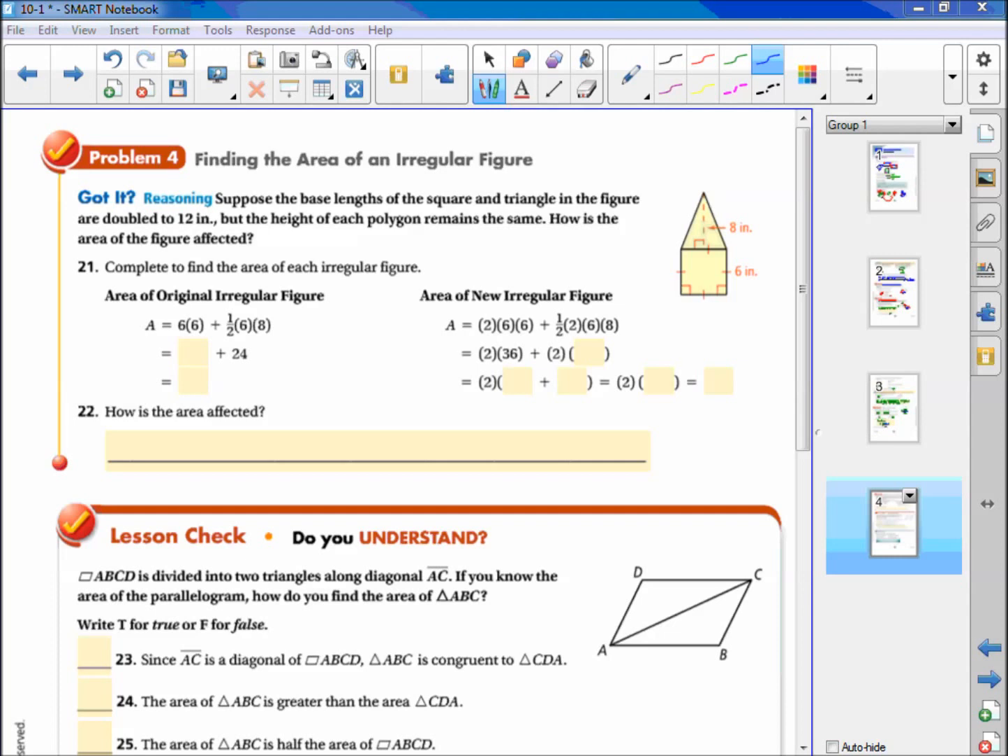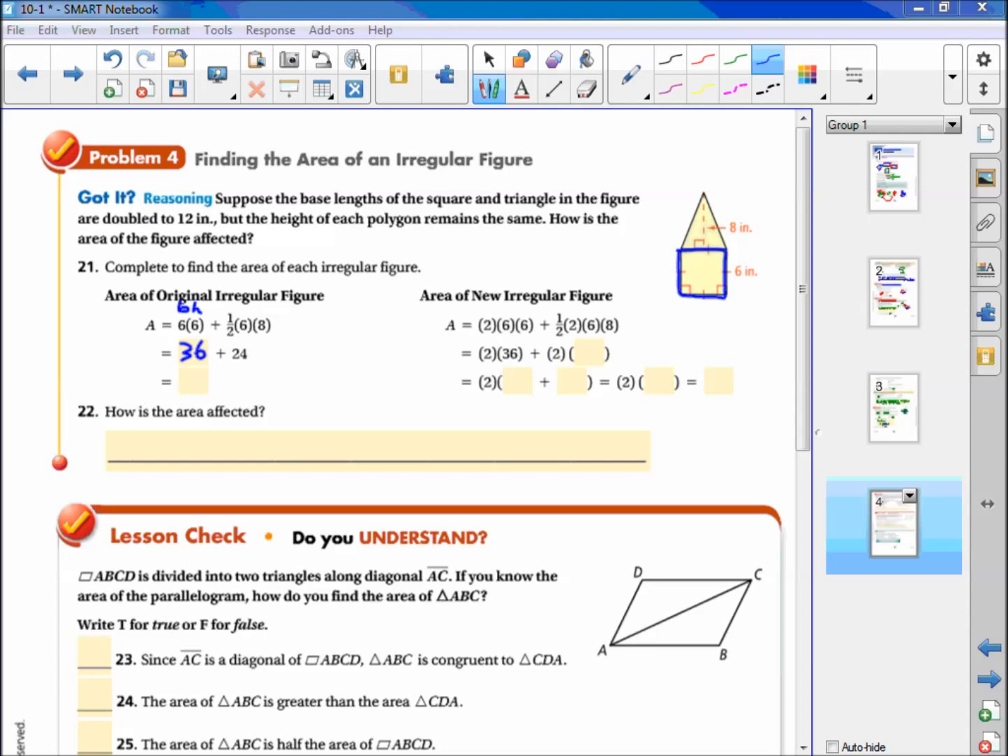Suppose the base lengths of the square and the triangle and the figure are doubled to 12 inches, but we're going to leave the heights the same. How is the area of the figure affected? All right, so first off, we need to find the area of the original figure. So the original figure consists of a square, which is just a rectangle. So that's a base times height formula. So they didn't write it in here, but that's base times height, which is 6 times 6 for 36.